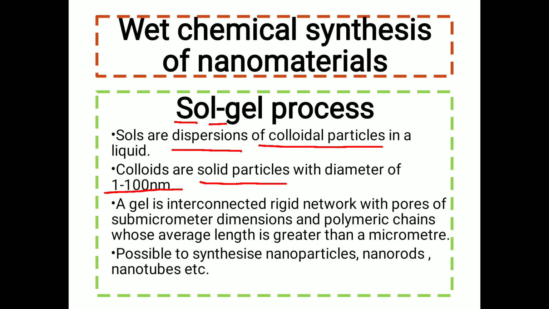Now what is meant by gel? A gel is an interconnected rigid network with pores of sub-micrometer dimensions and polymeric chains whose average length is greater than a micrometer. By using the sol gel process, it is possible to synthesize nanoparticles, nanorods, nanotubes, etc.